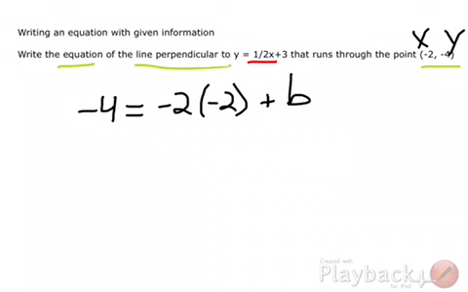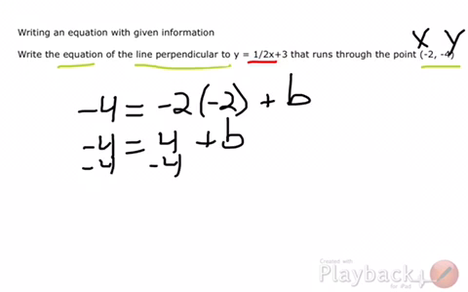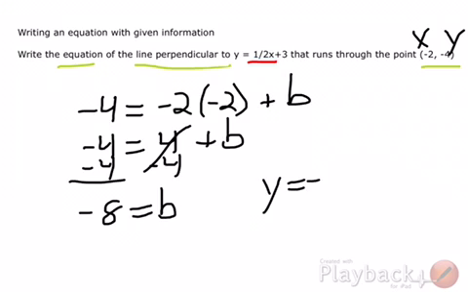So plug it in. -4 is our y value. Our m, our new slope, is -2. The x value that they gave us was -2. The b is missing. So we'll simplify. -2 times -2 is 4. We will have to subtract 4 from both sides. -4 minus 4 is -8. And this is our y-intercept for our new line. So altogether, y = -2x - 8.